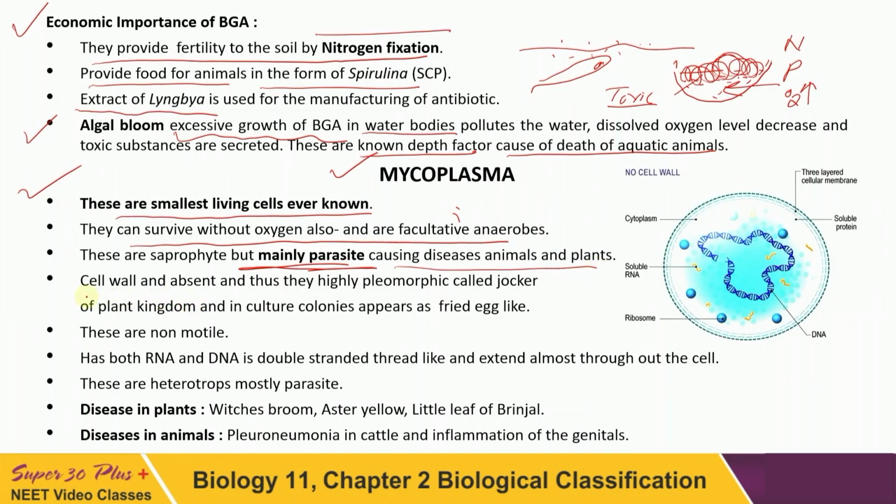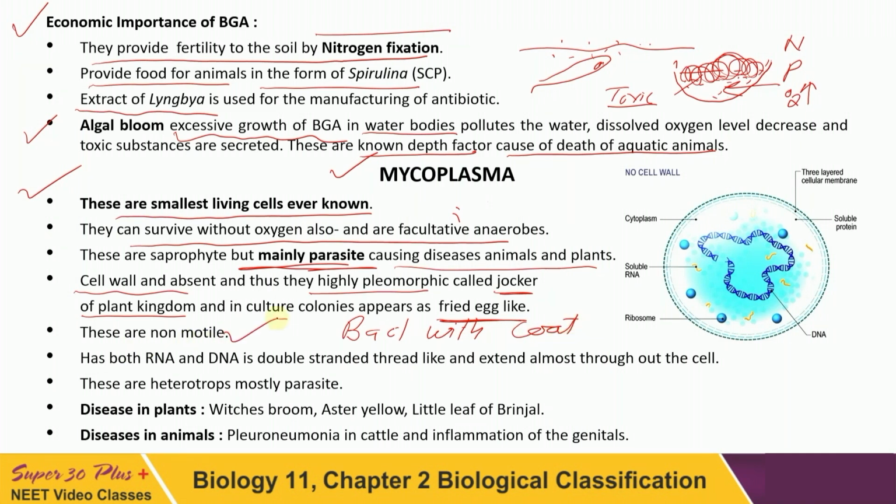Cell wall is absent. That's why they can change to any shape. These are highly pleomorphic and are known as the joker of the plant kingdom. In culture, the colony appears just like a fried egg because the cell wall is absent. That's why this is known as bacteria without a coat. The coat, that is the cell wall, is absent.